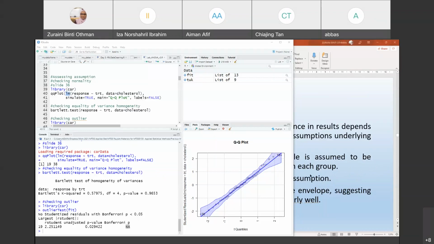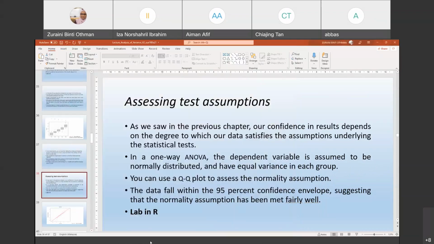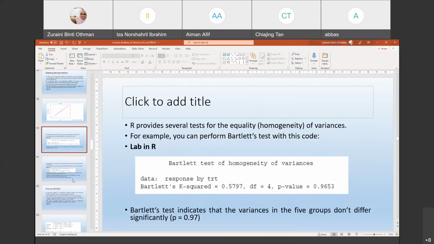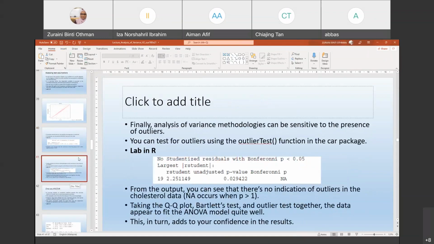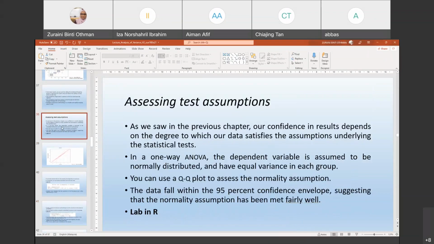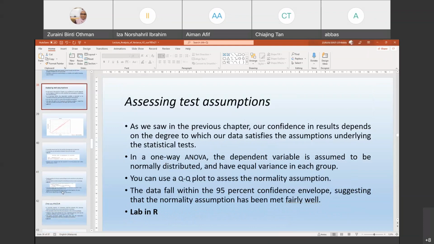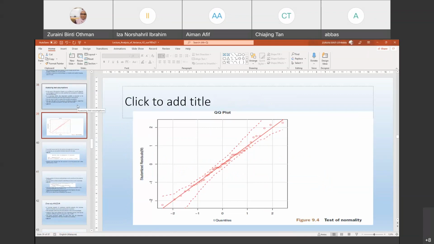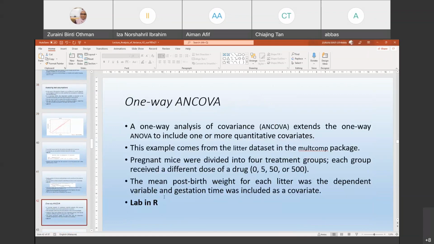Okay, so this is how we are assessing our test assumptions. Then we proceed. This is the homogeneity test, because we wanted to know the normality just now, right? We can use this assessing test assumption. We want to know the homogeneity of our data. We want to know the outliers in our data just now. We can use this outlier test. So this is for one-way ANOVA.